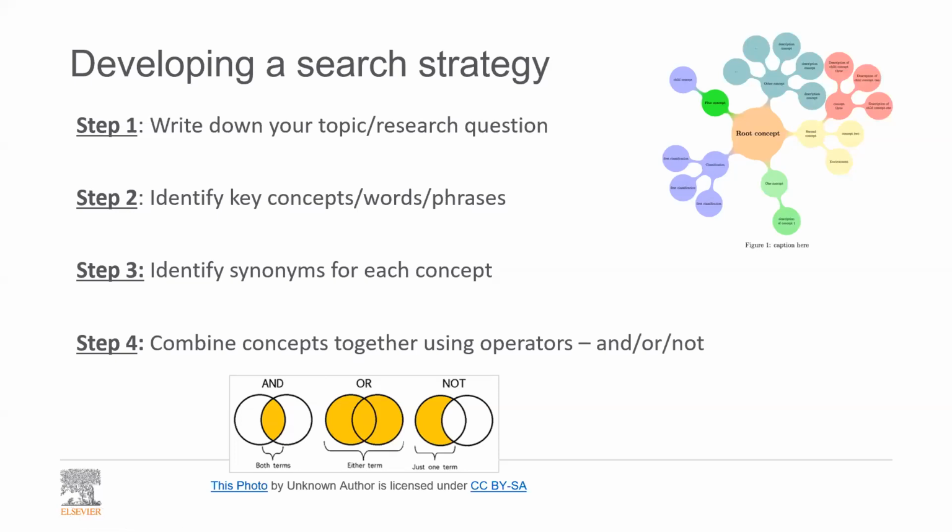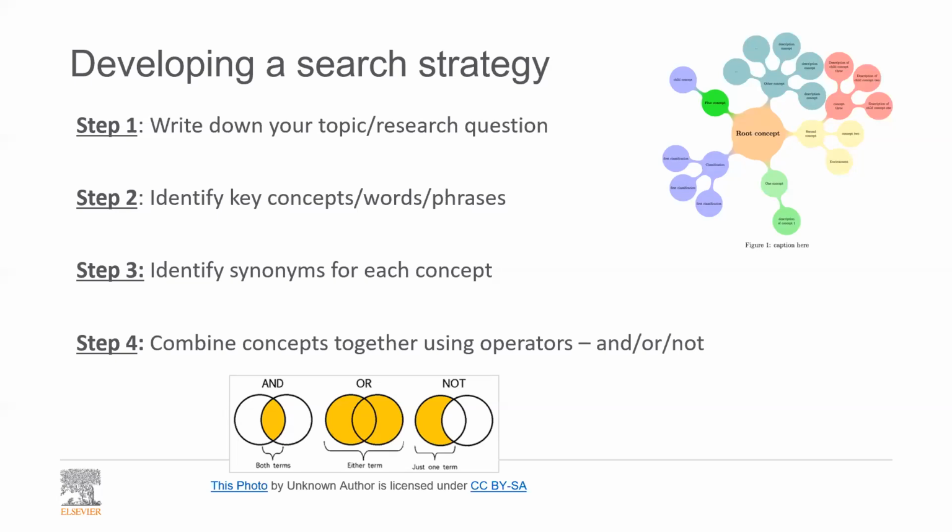And then for each of these concepts, I have to find synonyms, because different researchers use different words, different phrases when they describe the concept. And also we're looking at this globally. So we have to think very widely about what are the possible keywords that researchers have used in this field. And then we combine them together using operators.